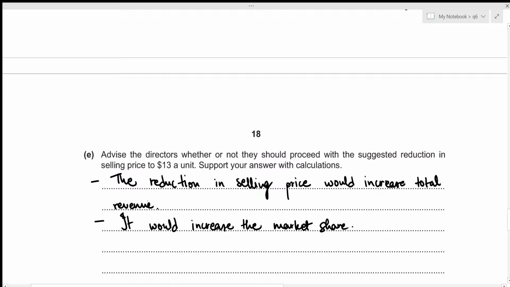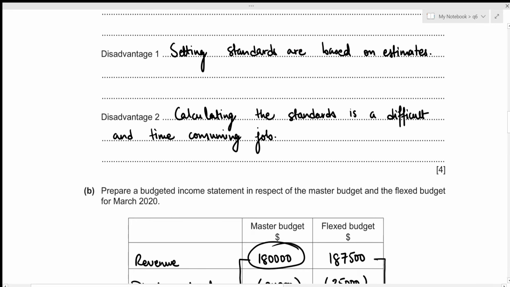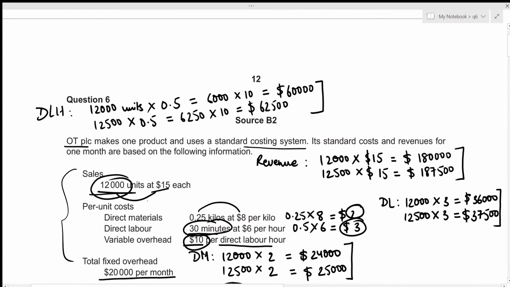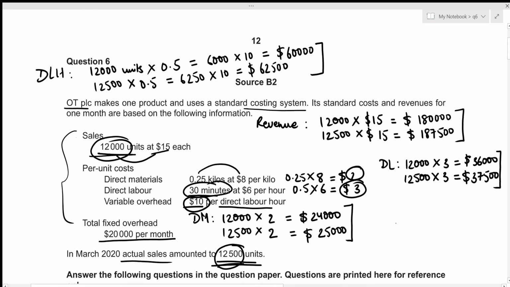And since we need to support our answer with calculations, let's figure out our contribution as well. So previously, let's have a look above. Let's figure out the contribution in this particular case. So we have the selling price of 15 minus our direct cost, direct materials 2, and the direct labor 3, minus the variable overhead. And since our variable overhead is based on direct labor hour, and since we're trying to figure out our contribution per unit, we know that the direct labor per unit is 0.5 hours. So the variable overhead is just going to be 10 times 0.5. That's just 15 minus 5 minus 5, which results in the contribution per unit of 5.